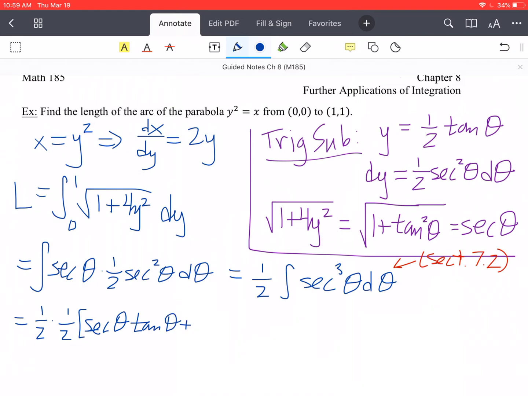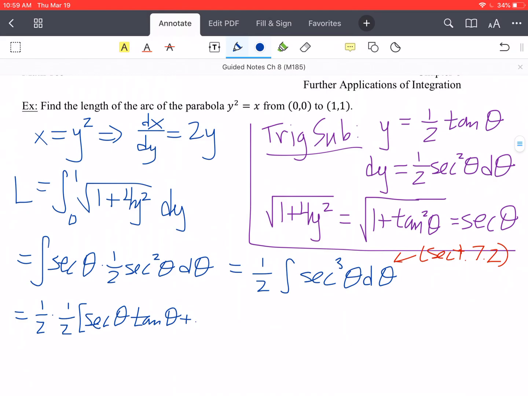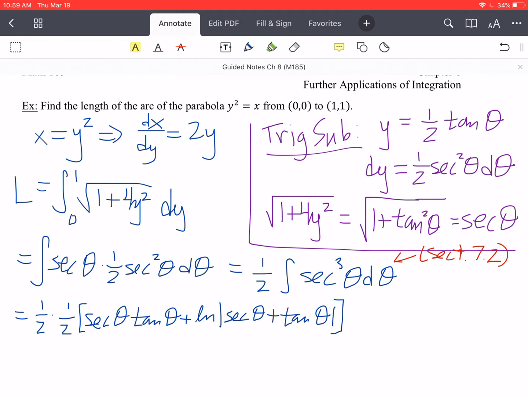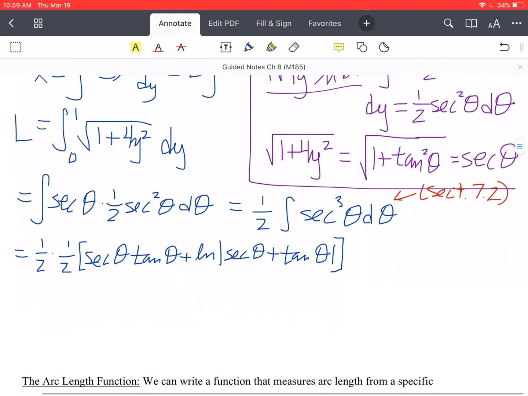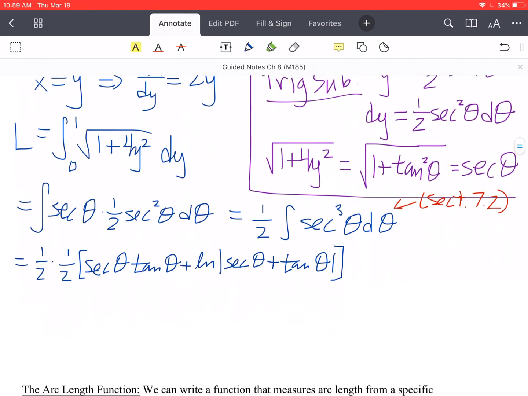plus ln of the absolute value of secant theta plus tangent theta. Now we need to substitute back in terms of y so that we can solve this using our original bounds.